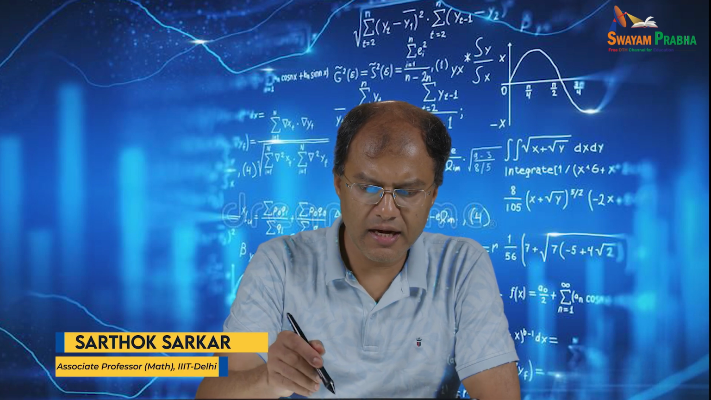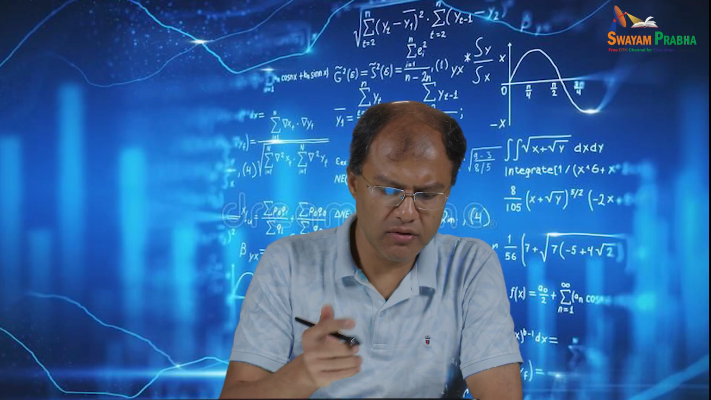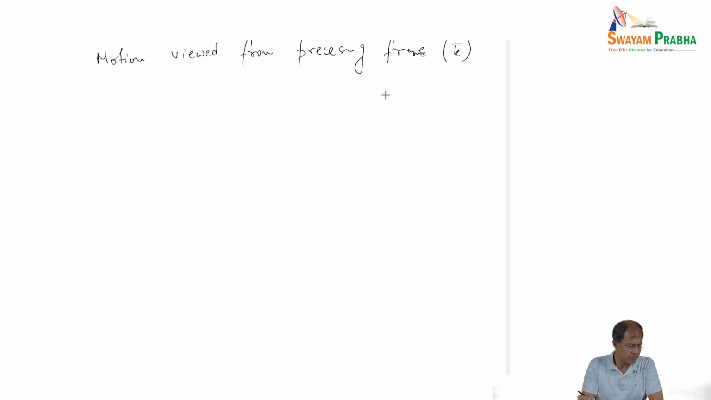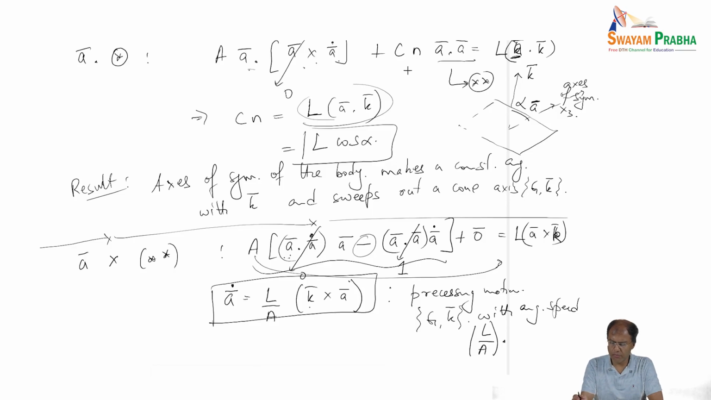So welcome back everyone, and in this module we will be looking at the motion of the precessing frame. So what we had was the motion viewed from the precessing frame, frame K. So what we have is that omega here is A cross A dot. That is what we had found. The angular velocity is A cross A dot plus C times N.